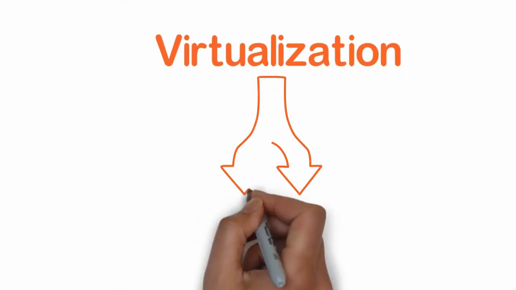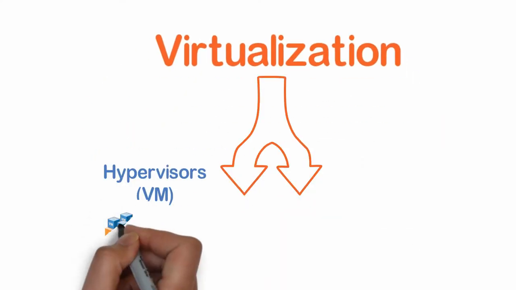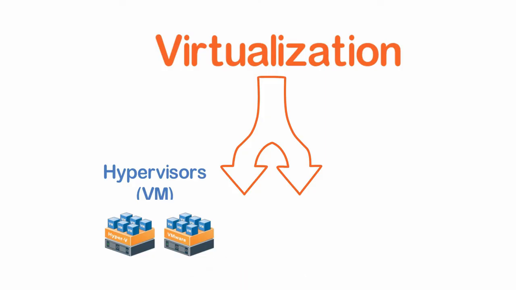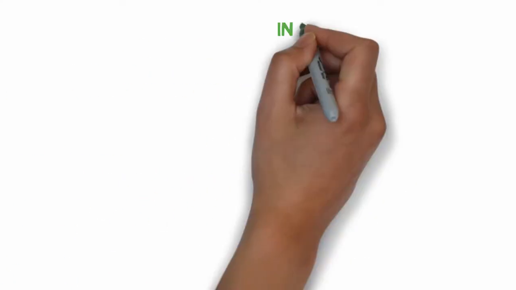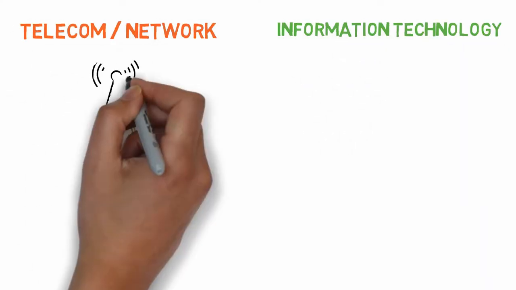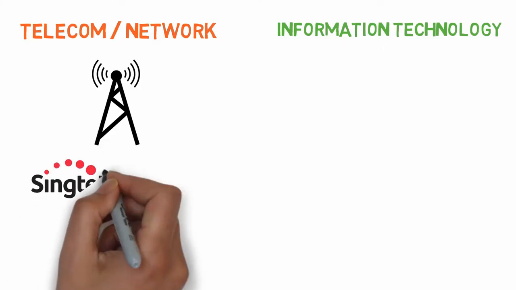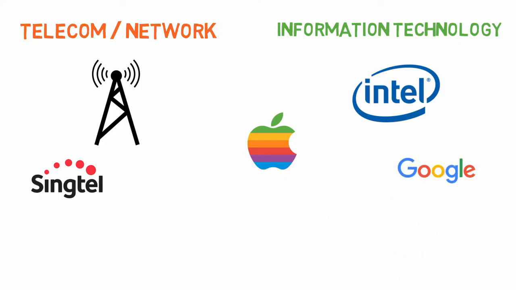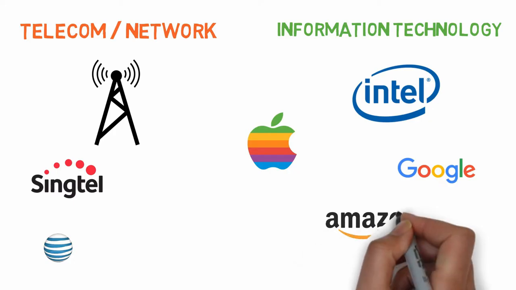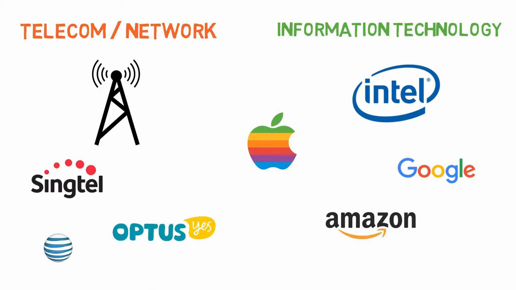There are two ways to implement virtualization. The first one is the traditional virtual machine based hypervisors. The second one is more advanced, where we use containers. If you are a techie or work in IT or telecom or network domain, it becomes utmost necessary for you to understand this virtualization technology, as every one of us, from large scale mobile operators to giants like Google and Amazon, are going to build services to support virtualization.